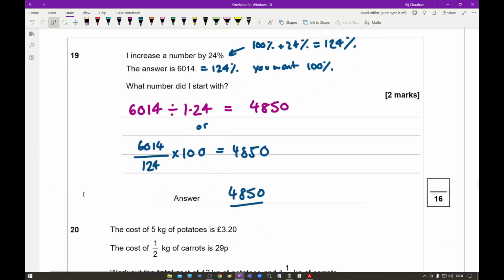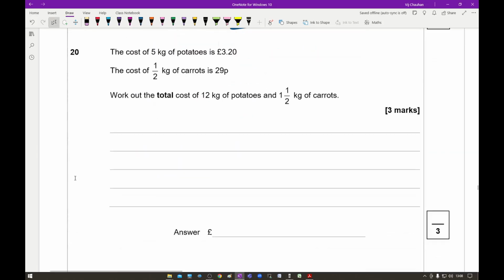increased it. Moving on to question 20, it says the cost of 5 kilograms of potatoes is £3.20 and the cost of half a kilogram of carrots is 29 pence. Work out the total cost of 12 kilograms of potatoes and 1.5 kilograms of carrots. So for this, what we need to do first is work out the two separate amounts.